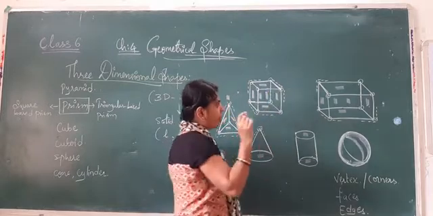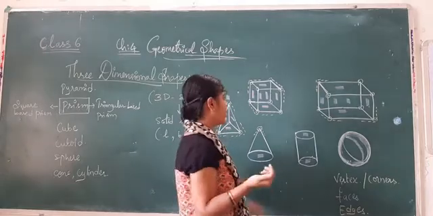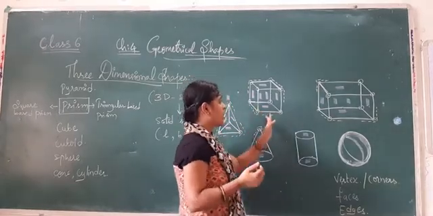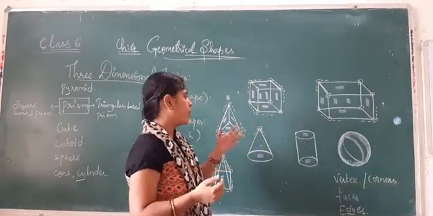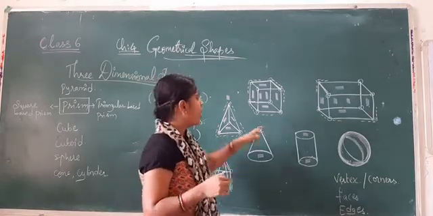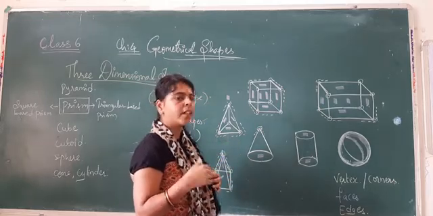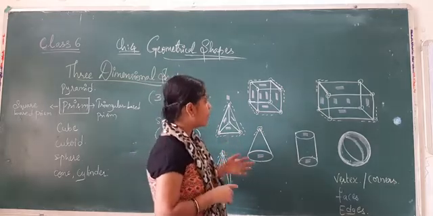So at that point, that dot or the corner will be known as a vertex, right? So how many vertices are there in a cube or cuboid? Whichever example is given, based on that you have to find and write. For example, if I take a cube, how many vertices are there in a cube? You have to find.